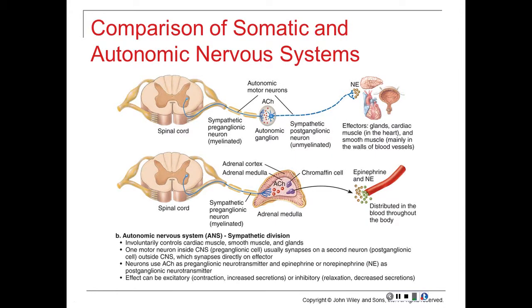This is going to cause an excitatory response in lots of our muscles. Our muscles are going to get ready to react. Our heart rate's going to increase. Our digestive secretions slow down. Our respiration rate speeds up. Overall cell metabolism speeds up as well.